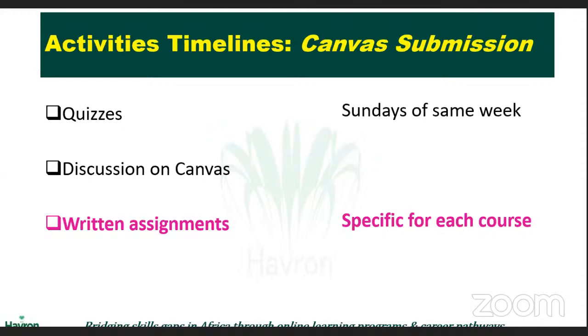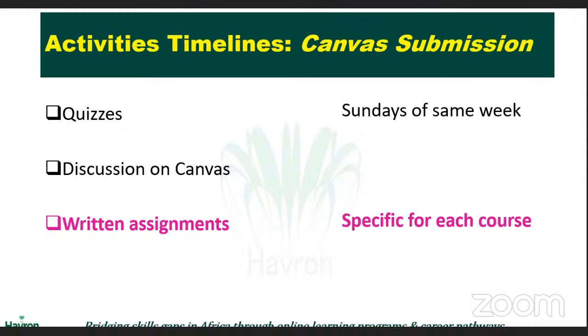So, if the week that we have module 1, on a Sunday like this, it will be uploaded, all the courses will be uploaded, and then you read the materials from Monday through the weekend, and then by Sunday, you are expected to have attempted the quizzes. You are expected to have also responded to the discussion topics, both at the Canvas and then at the local group, at Havron group.